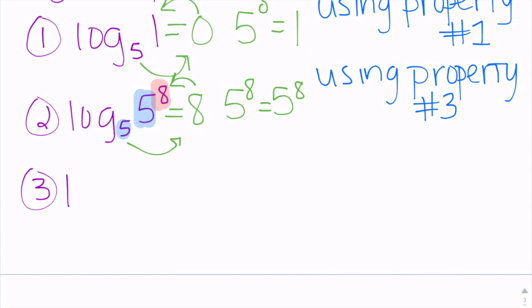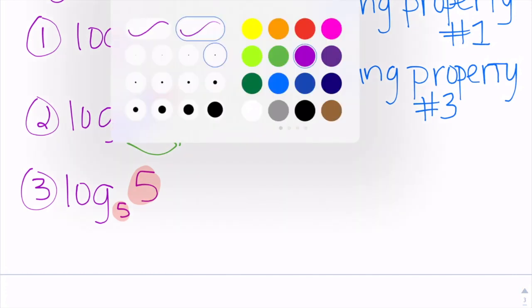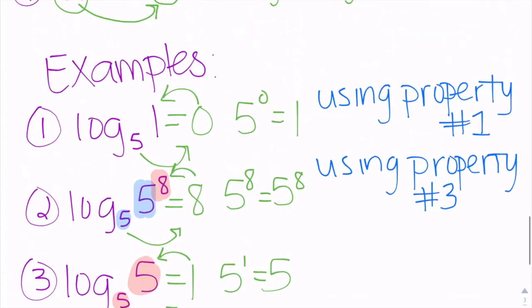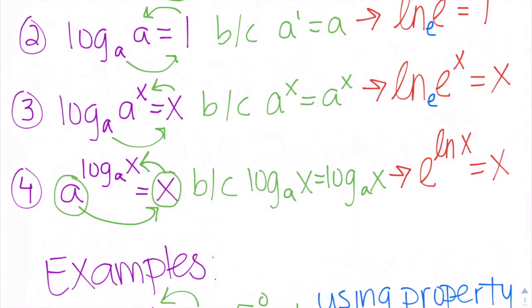Example 3: if I have log base 5 of 5, we want to remember that when the base of the logarithm matches the argument of the logarithm, the answer is 1. We can prove that true if we convert to exponential form. We'd get 5 to the first power equals 5, which is true. And that is using property number 2.